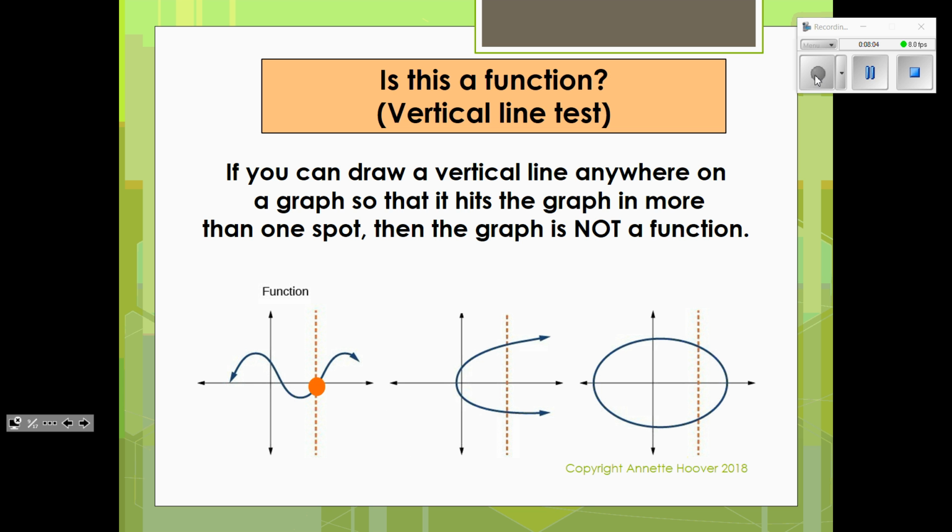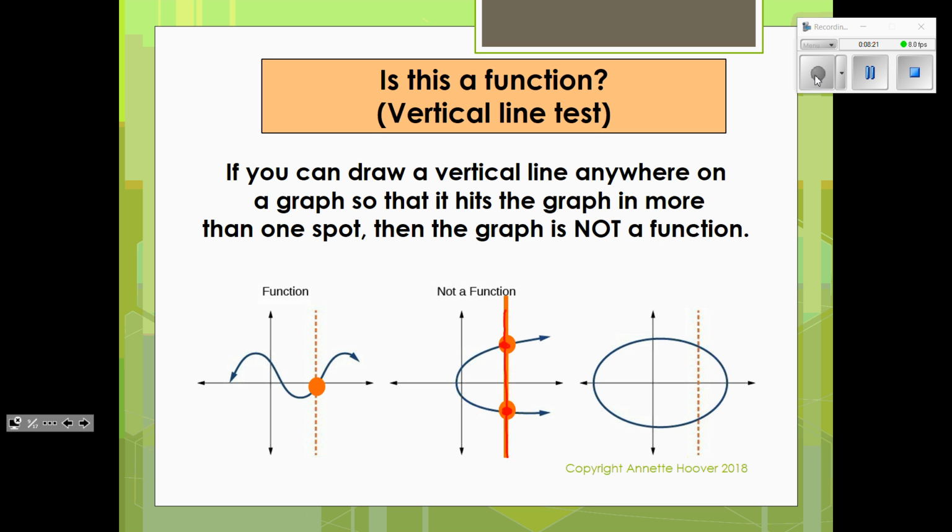Now if you look at the second example, in this vertical line right here, you'll notice that it touches the function here and here. This is where the X is repeating. That means the X repeats, so it is not a function. It does not pass the vertical line test.